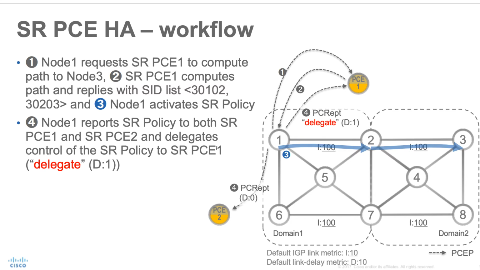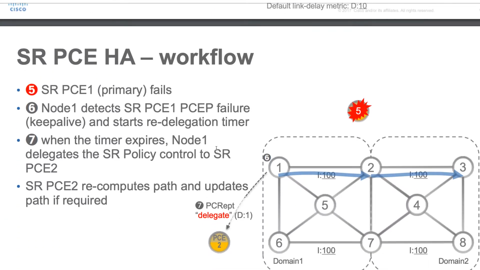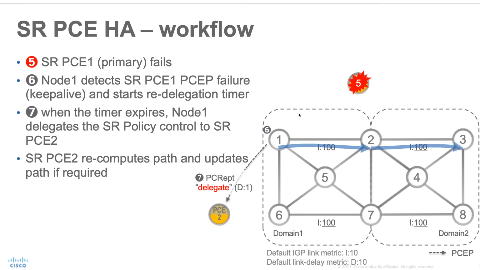Now everything looks good. Now let's see what happens if there is a failure. There was a failure on SRPC1. If you recall, node 1 had initially requested the path from SRPC1, and this was our delegate or primary SRPC. Now there is an SRPC1 failure. So what happens? Node 1 is going to detect, hey, there is no more SRPC1. How does it detect that failure? Because we no longer have that PCEP connection.